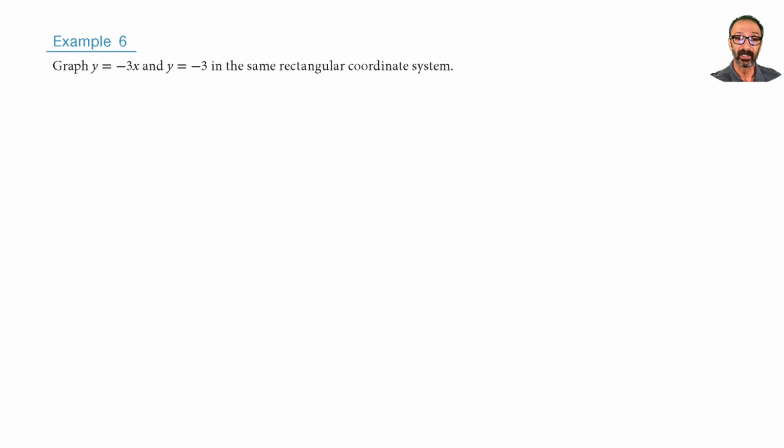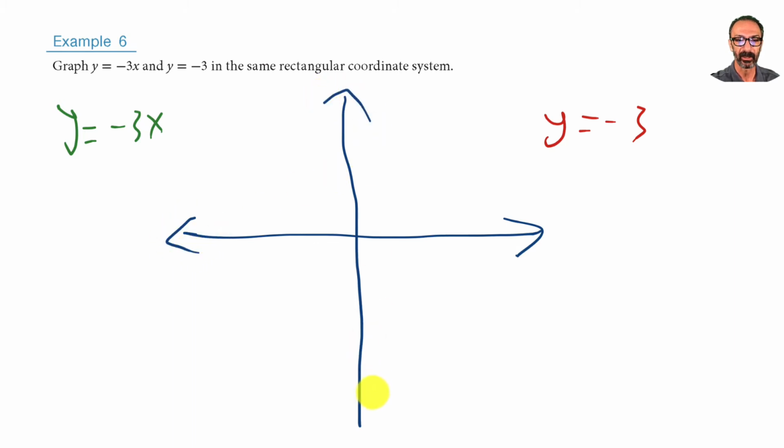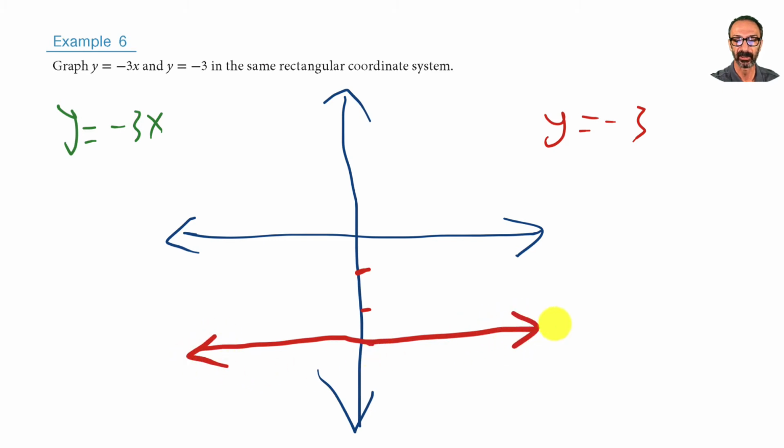Graph y equals -3x and y equals -3. That will be a good example, another example. So y equals -3x, and we have y equals -3, and we have kind of like a quick x and y axis. Okay, here's x and y axis, and let's keep it with the same colors. We're gonna go down. Let's graph the horizontal line. You go down to -3 and you graph it. That is referring to y equals -3.